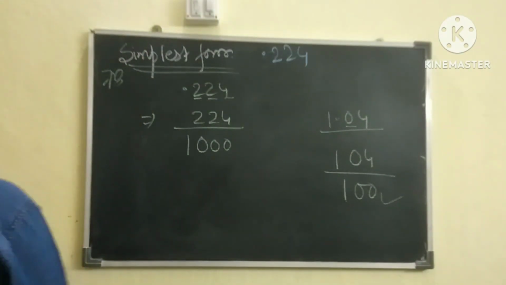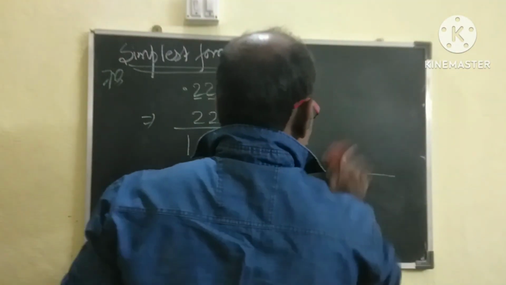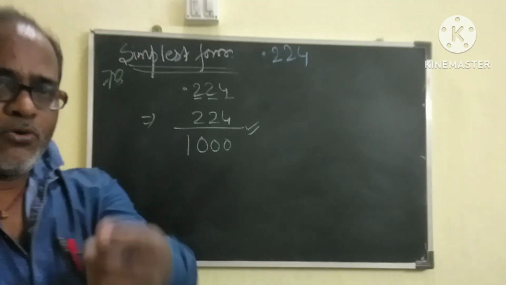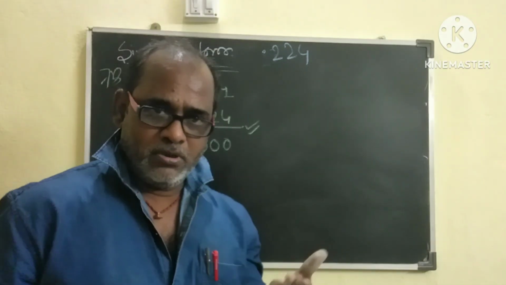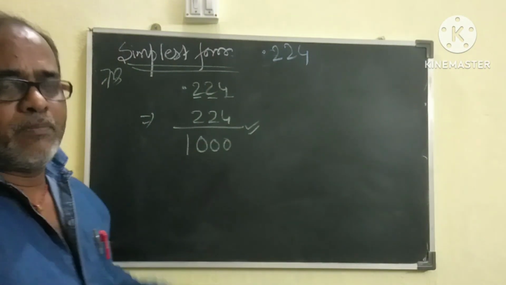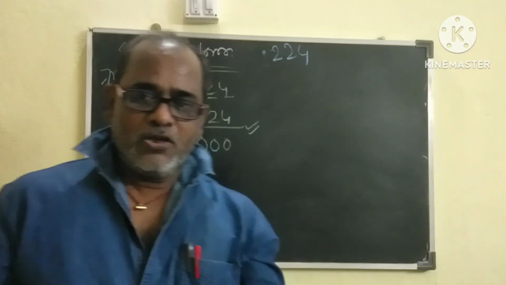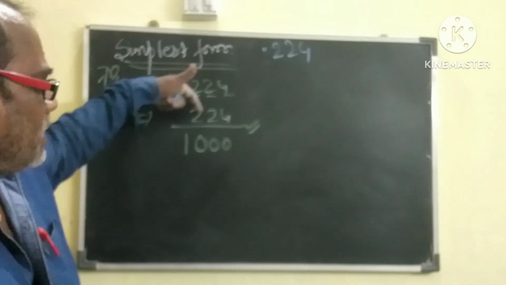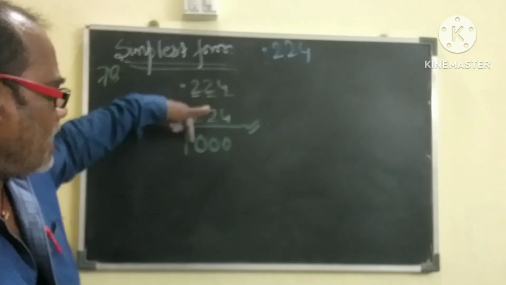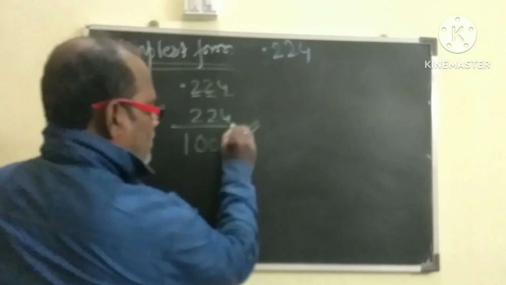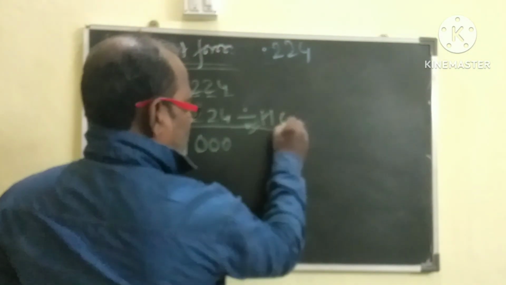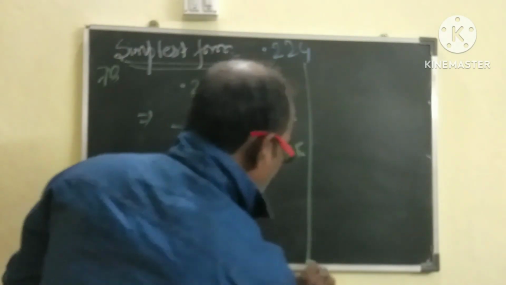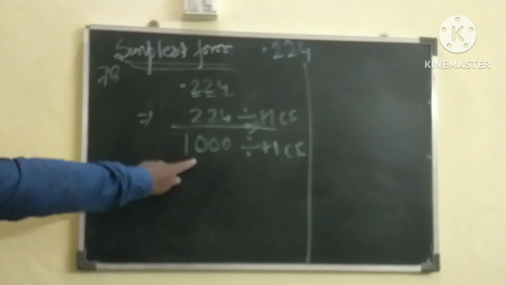Okay, so now coming to the question. Now you have to do simplification. You don't know whether this is a prime number or not. If it is a prime number, then this will be the simplest form, but that also you don't know. So our motto is to make it the simplest form. So you have to find the HCF of 224 and 1000. Then divide both with the HCF. So our first motto is to find the HCF of 224 and 1000.